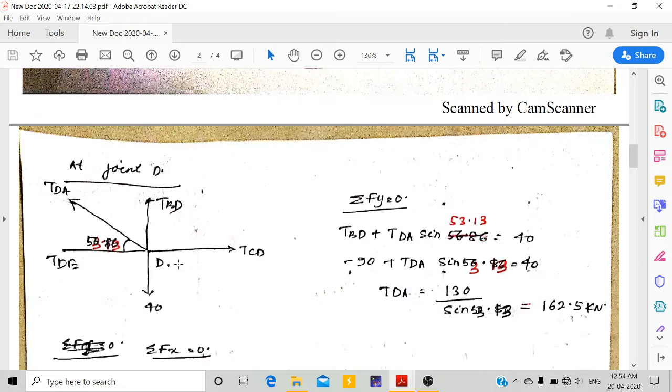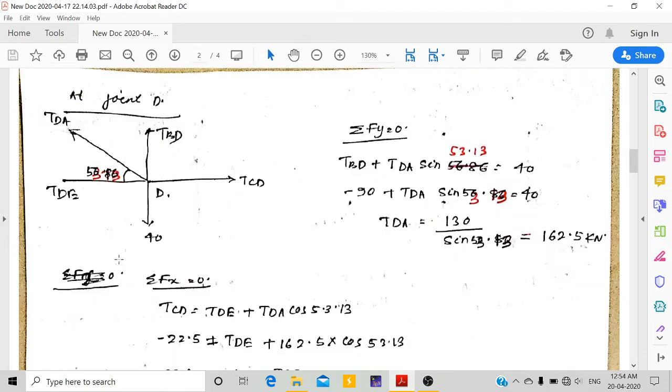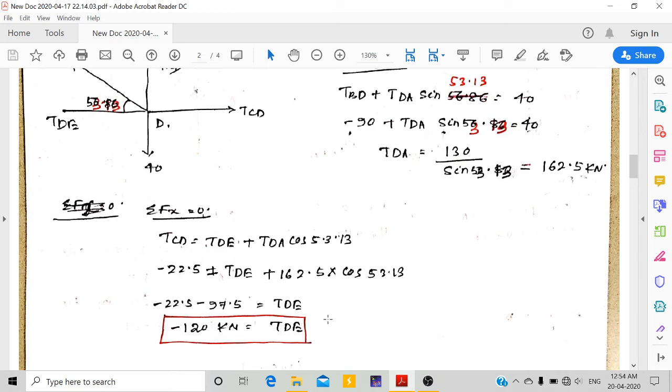At joint D, you will see how many members are connected. TDE is connected, TCD, the 40 is in the downward direction, and TBD. Same, summation of Fy, summation of Fx. If I am applying summation of Fy, so TBD in the upward direction, TDA sine 53.13 in the positive direction, 40 going in the downward direction. So from here we can calculate the TDA. Similarly, if I am calculating summation of Fx, so TCD and TDA are in the negative direction. So my TCD is equal to TDE plus TDA cos 53.13 degree. So from here we are calculating the TDE.